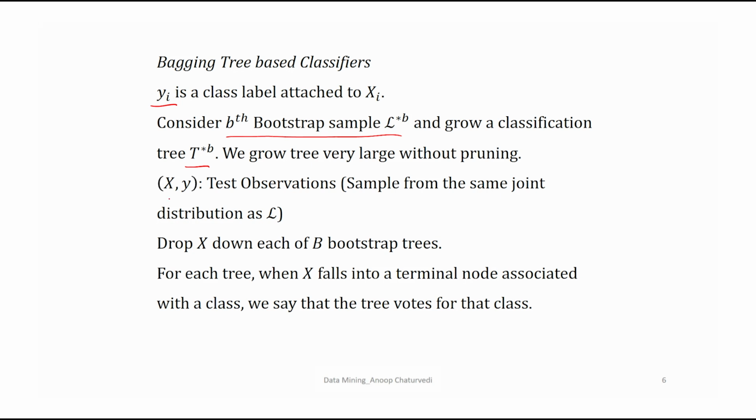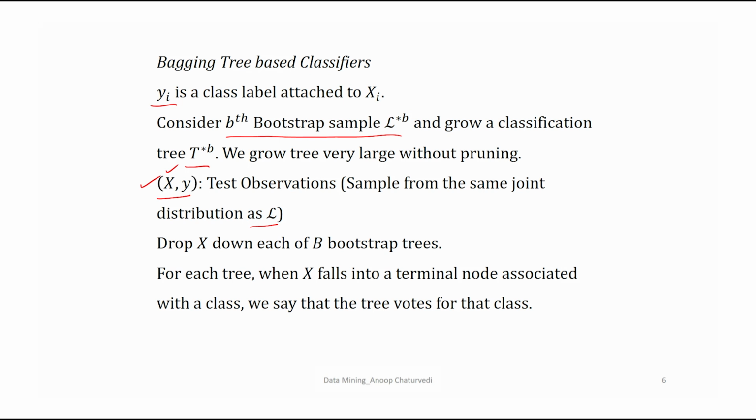And suppose (x, y) is a test observation. These are test observations on the class label or the response variable y and the input variables involved in this vector x. And this sample point is from the same joint distribution as L. So, we are taking this sample from the same joint distribution from which we have drawn the learning set.